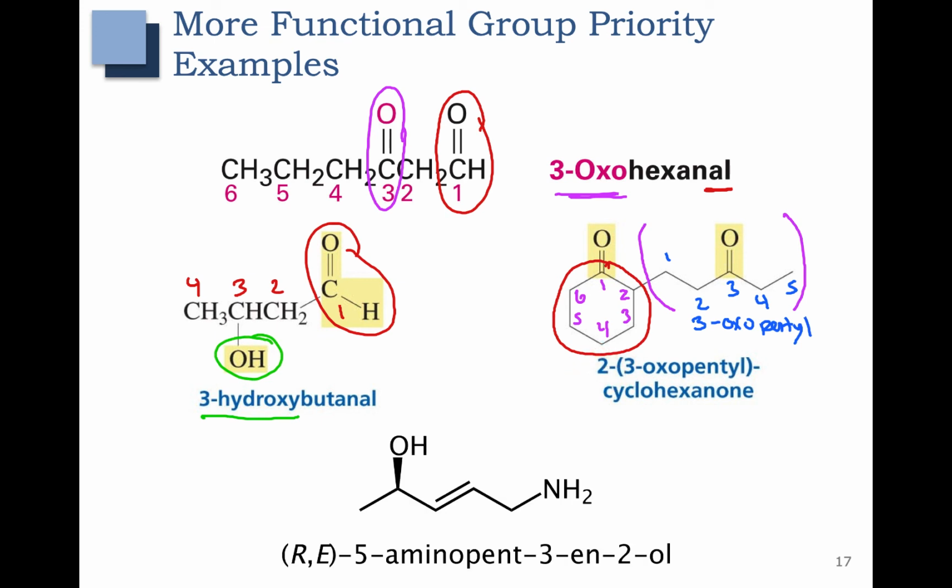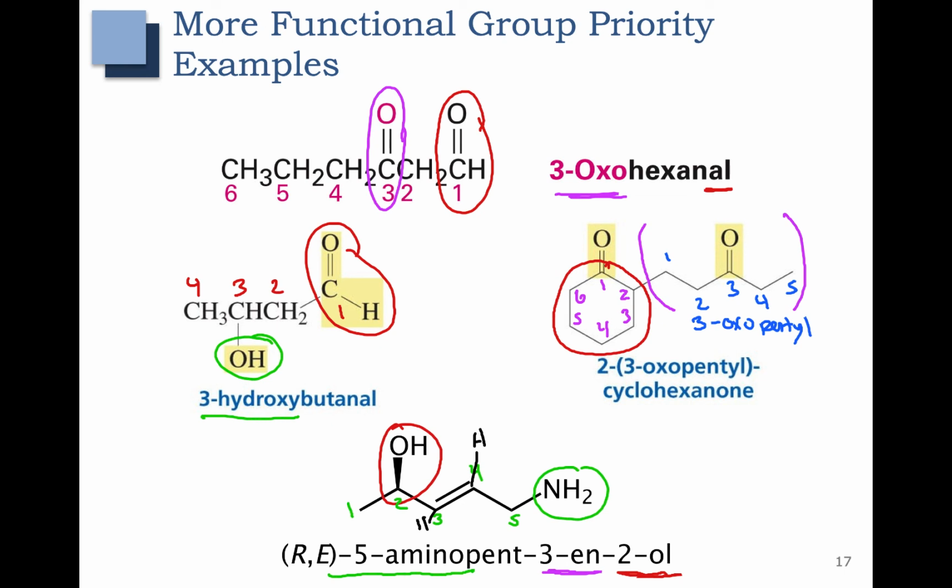In this last example, we have both an alcohol and amine. The alcohol has higher priority, so that turns the amine into a prefix. That means we need to number from the left. And the alcohol is on position 2 here. The amine is on position 5. And the alkene is on position 3 over here. Notice that we did have to include the stereochemistry.